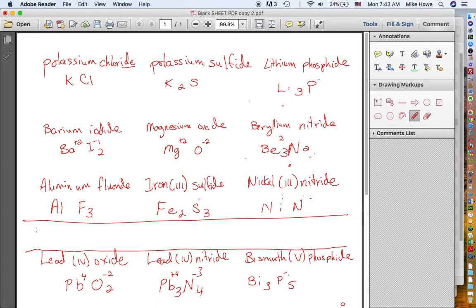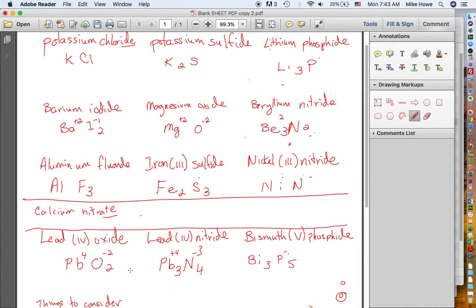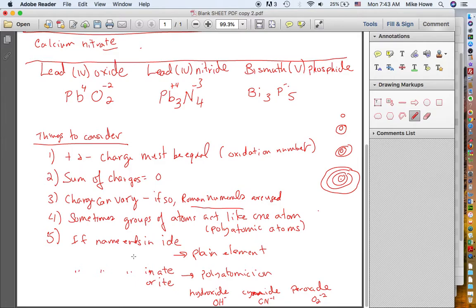Okay, the first one I'll do would be, let's do calcium nitrate. Okay, notice the ATE ending. The ATE ending means that it is a polyatomic ion. Now it's in your rules down here. Remember, if the name ends in ate or ite, it's a polyatomic ion.